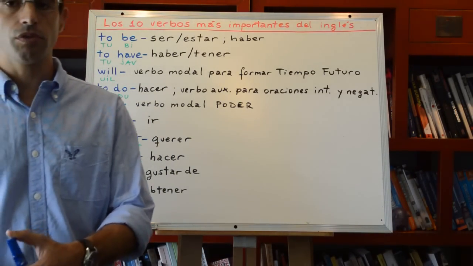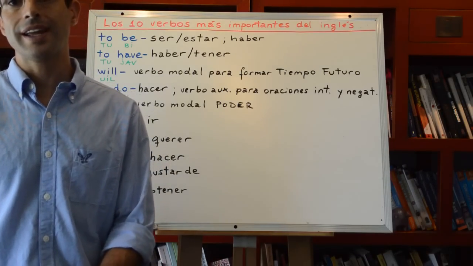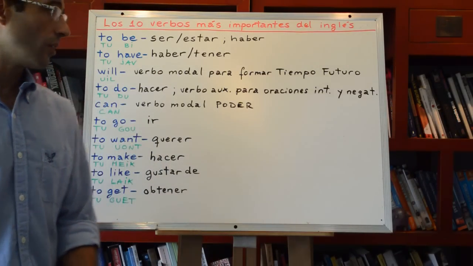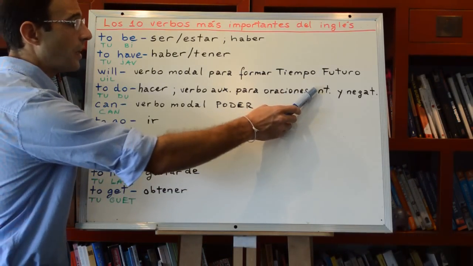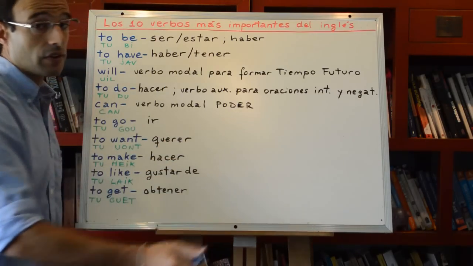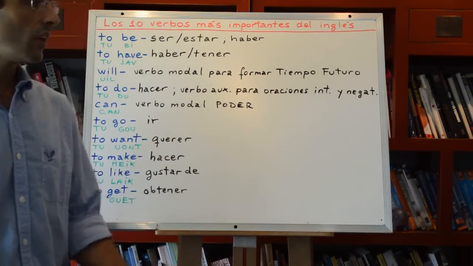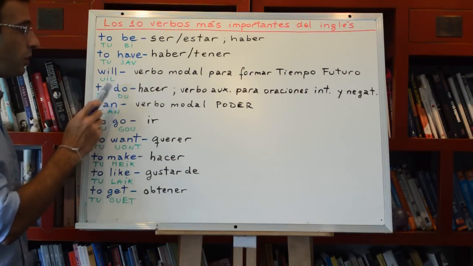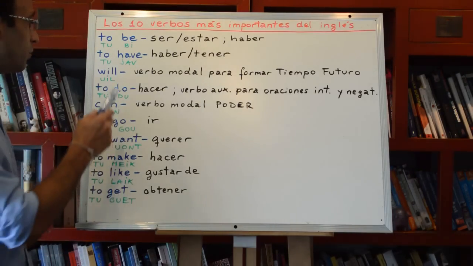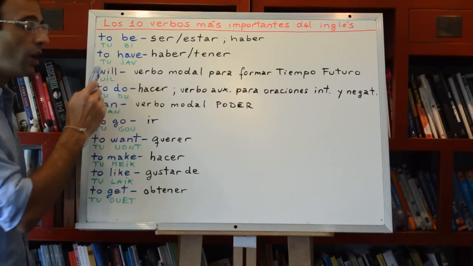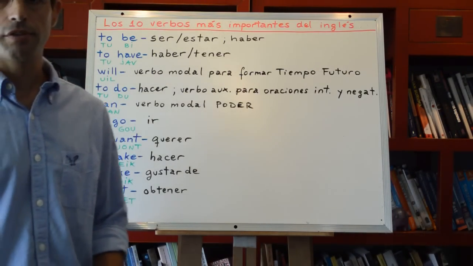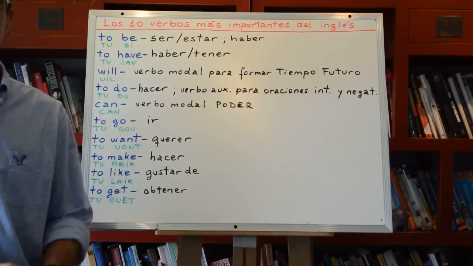Except those sentences that are in the future. So, question sentences and negative sentences in the future tense do not use to do, because instead they use the verb will, which will always be there for sentences in the future tense.